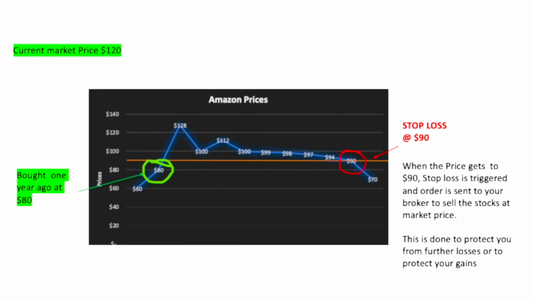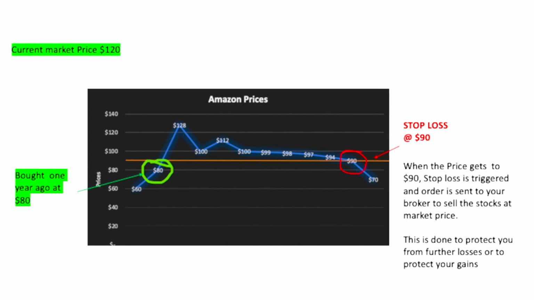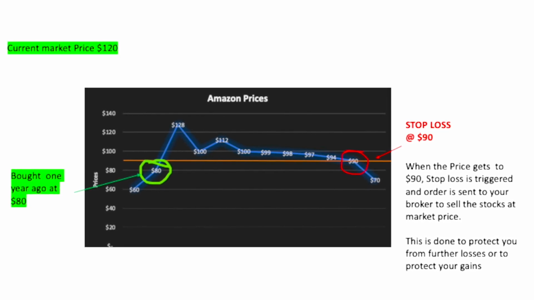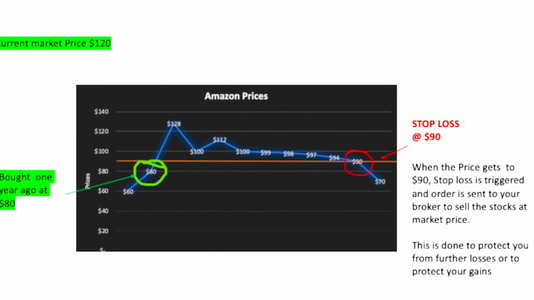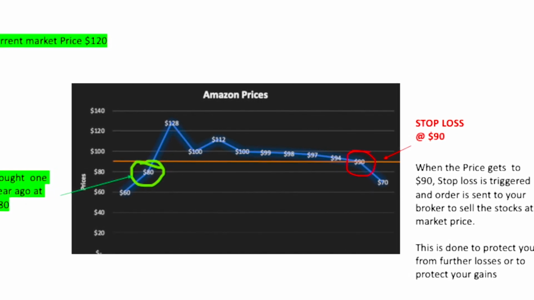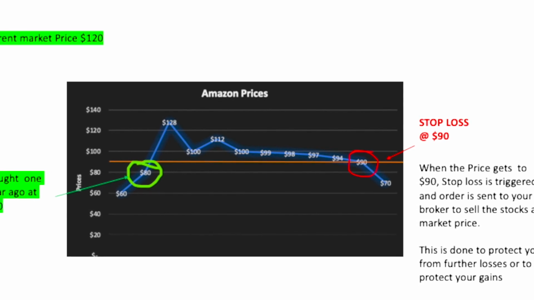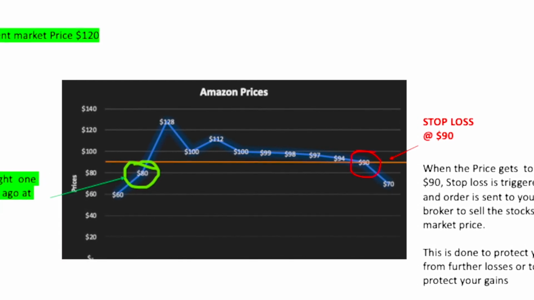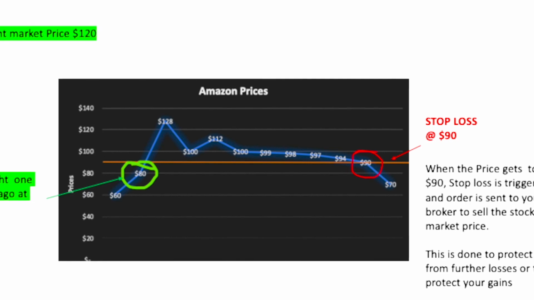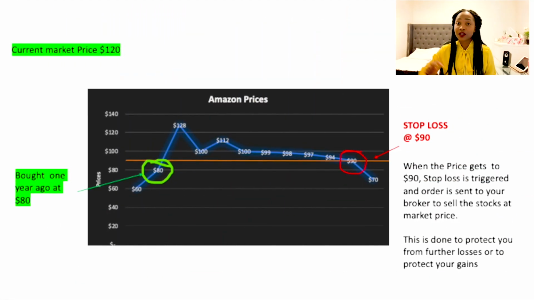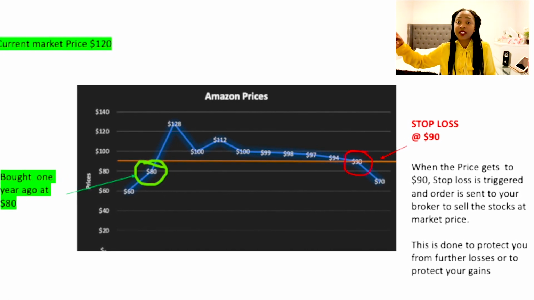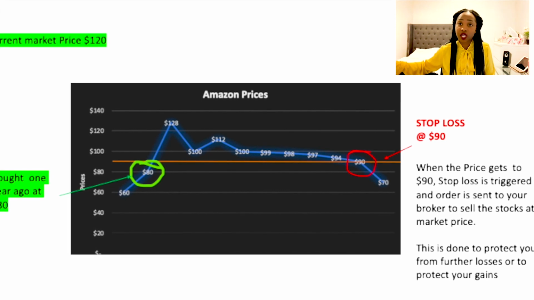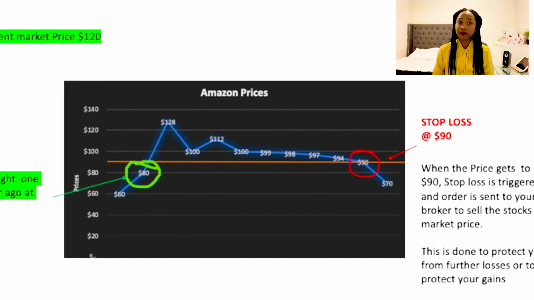to about 98, 97, 93, and you're like, oh, you don't want to lose so much money out of it. So you put a stop loss saying the moment it hits 90, trigger the stop loss. So you put your stop loss order at 90. When the price reaches 90, it triggers a stop loss. When it triggers, it sends an order to your broker saying, hey, a stop loss has been triggered, sell the shares at market price. So it then becomes a market order.